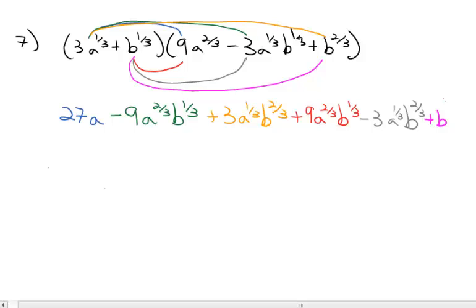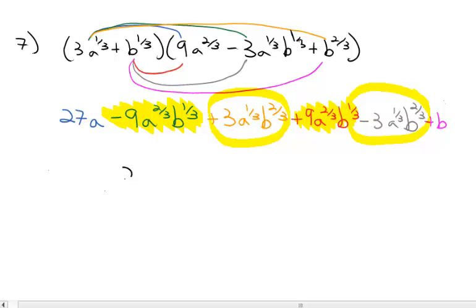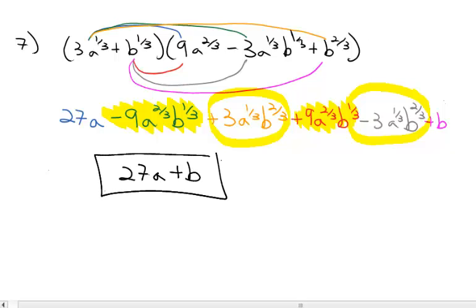When we try to combine like terms from this point, some interesting things happen. We've got -9 a to the 2/3 b to the 1/3. We also have a positive 9 a to the 2/3 b to the 1/3. We also have a 3 a to the 1/3 b to the 2/3, and a -3 a to the 1/3 b to the 2/3, which means all that's left on this problem is the 27a and the positive b for our final solution.